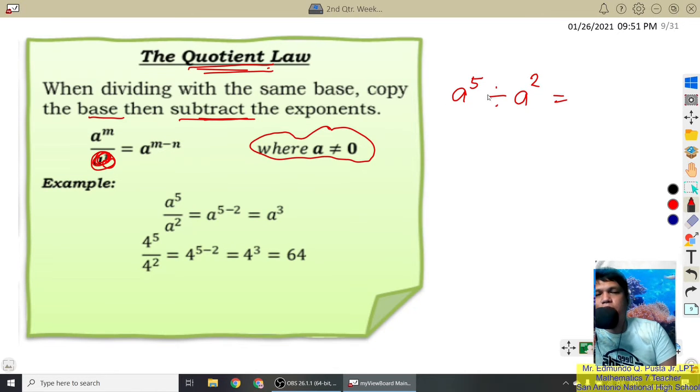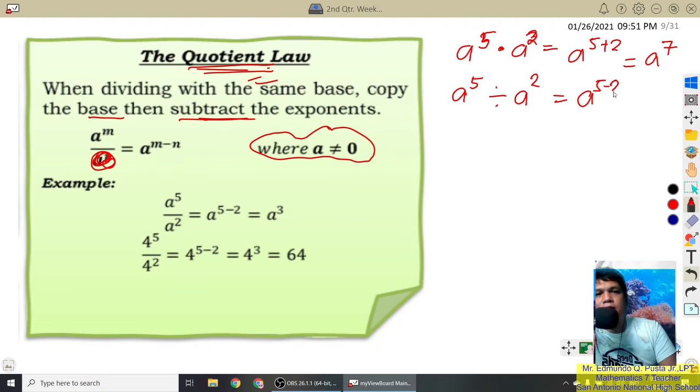So that we know yung ginawa natin kanina sa product law. Just to show to you, sa product law, what will happen? This becomes a raised to 5 plus 2 or a raised to 7. Sa quotient law, we have a raised to 5 minus 2, which is equal to a raised to 3. So you know yung parallel niya. Pagka multiplication, you add the exponents, but when you divide, you subtract the exponents.